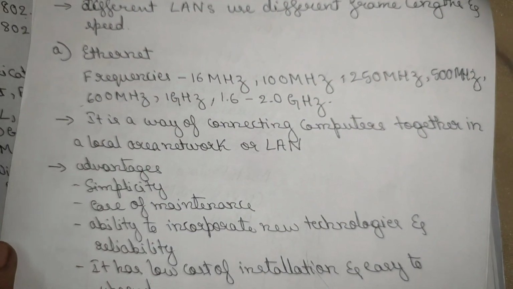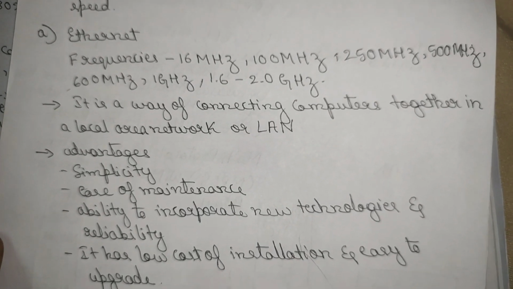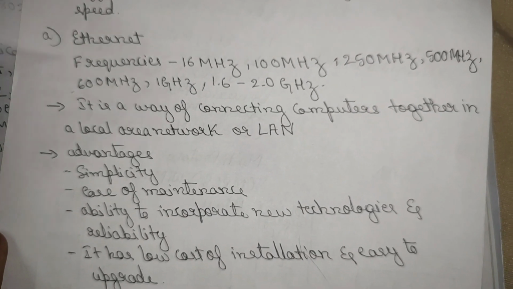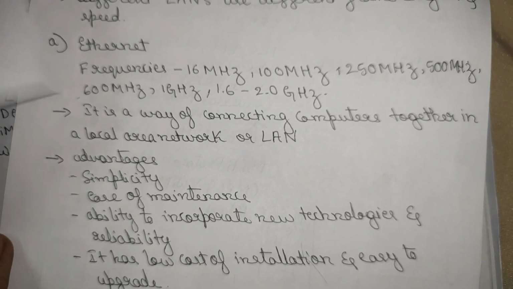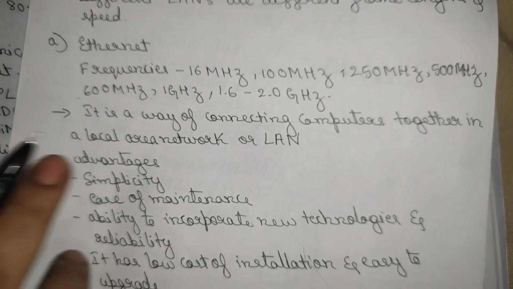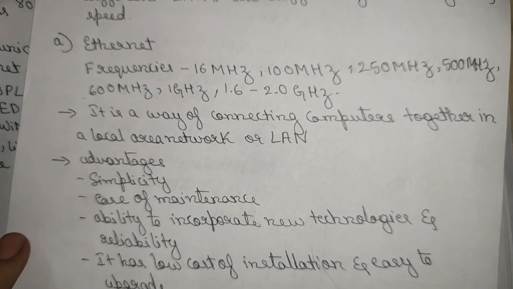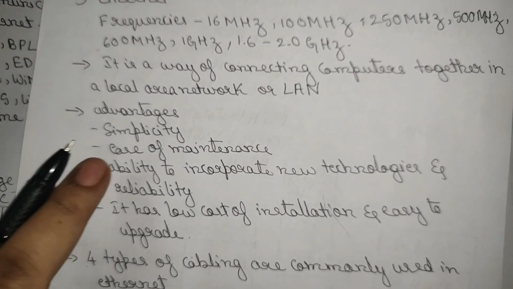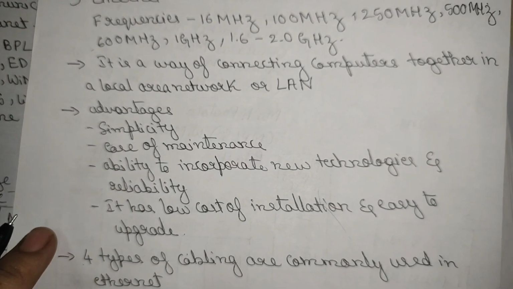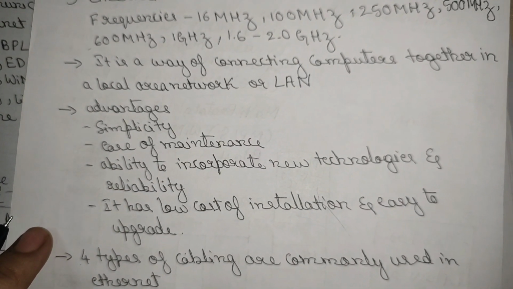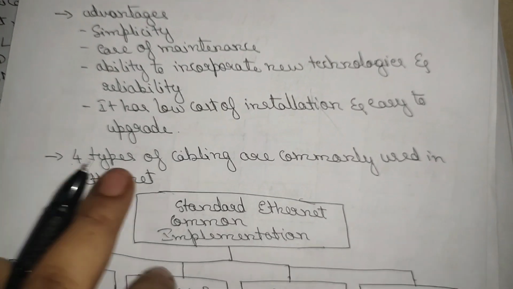Frequencies: 16 Hz, 100 Hz, 250 Hz, 500 megahertz, 600 megahertz, 1 gigahertz, 1.6 to 2 gigahertz. Ethernet is a way of connecting computers together in a local area network. Advantages are simplicity, ease of maintenance, ability to incorporate new technologies and reliability. It has low cost of installation and is easy to upgrade.